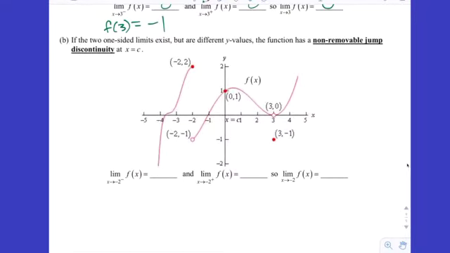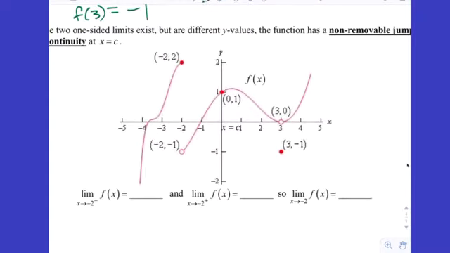All right, part B. If the two one-sided limits both exist, they're both finite y values, but they're different, as we already saw, you have a non-removable jump discontinuity. So go ahead and evaluate this one. The limit as x goes to -2 from the left, the limit as x goes to -2 from the right, and then based upon those two, say something about the general limit at -2. I'll give you 30 seconds.